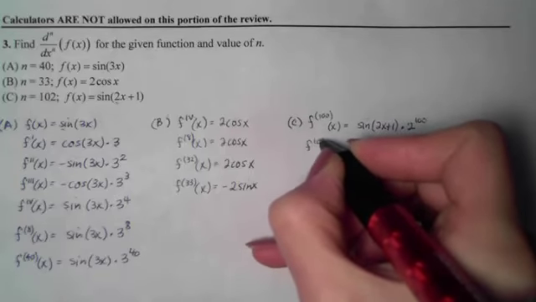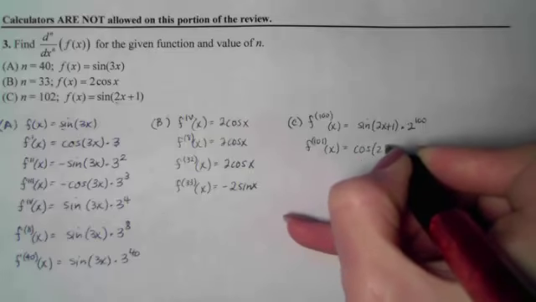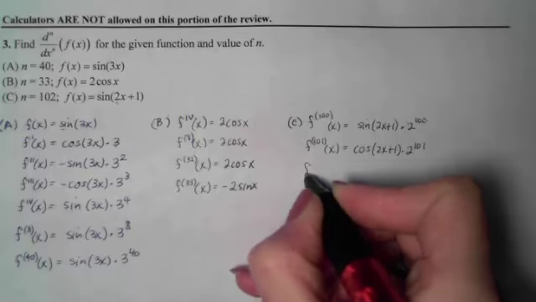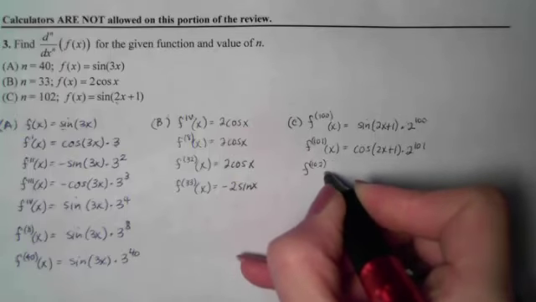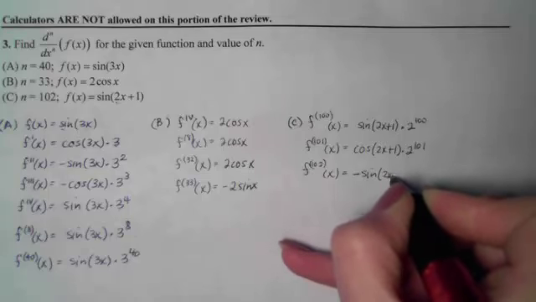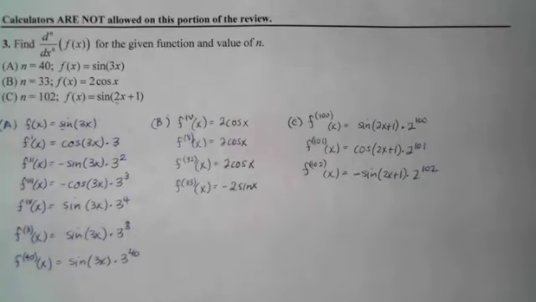So my 101st derivative is the cosine of 2x plus 1 times 2 to the 101st, and my 102nd derivative will be negative sine of 2x plus 1 times 2 to the 102nd. And we're done.